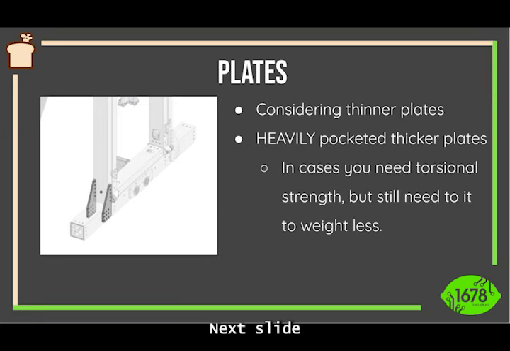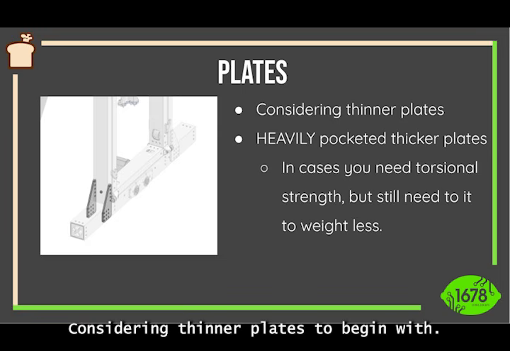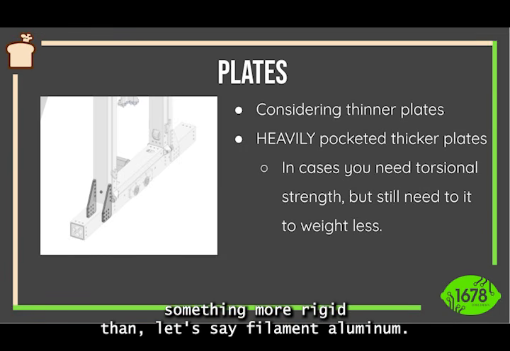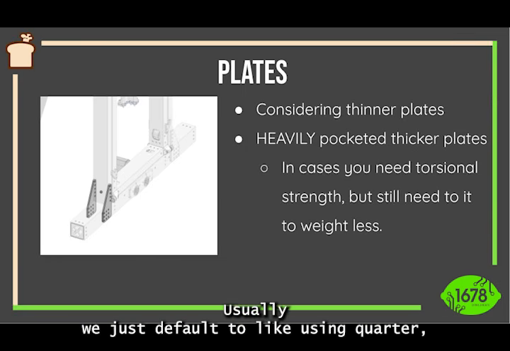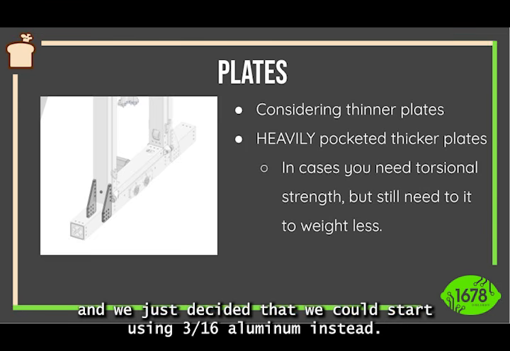Next slide. And plates. There were two ways to go about this. Considering thinner plates to begin with. There are times, I'm sure we've all faced, where we wanted something more rigid than, let's say, 1/8 aluminum. Usually we just default to using quarter, but sometimes that just weighs too much, and we were looking for an alternative, and we decided that we could start using 3/16 aluminum instead.